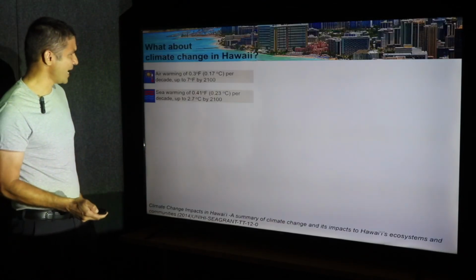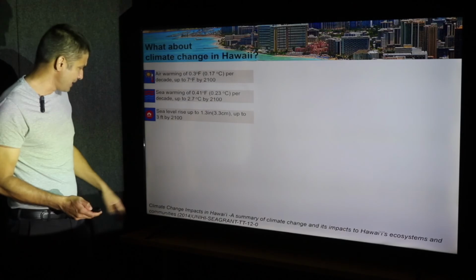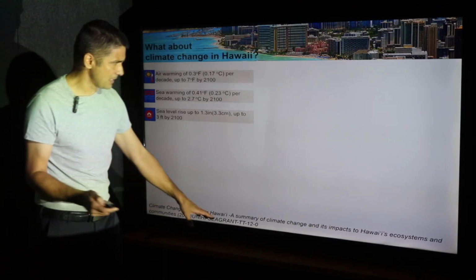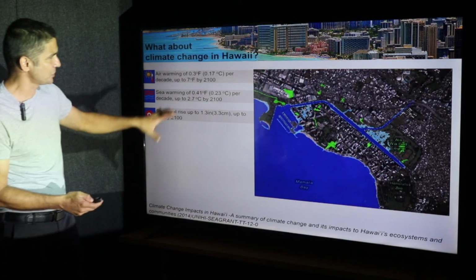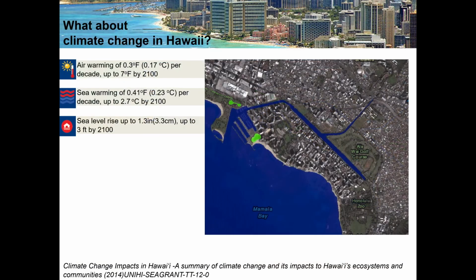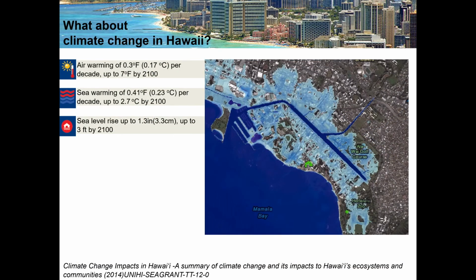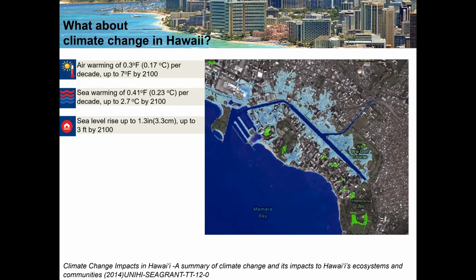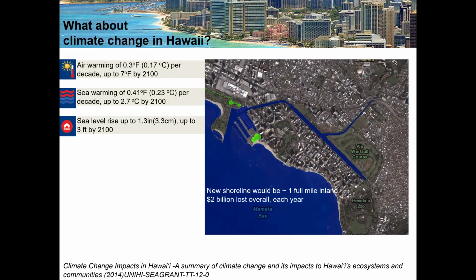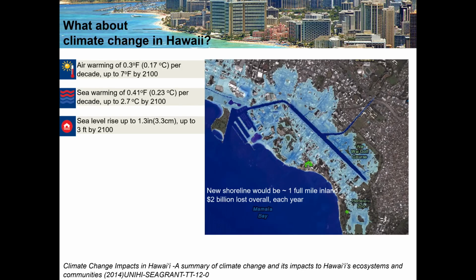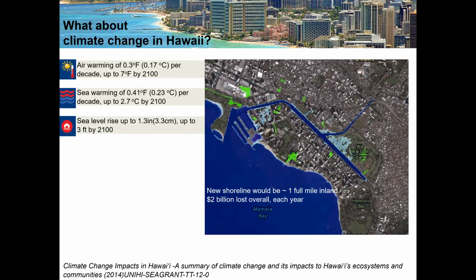What does it mean for Hawaii? Just for you to realize, there is a very nice report done by Sea Grant Hawaii, and they documented all of the climatic changes that are happening in Hawaii. Here on this simulation, for instance, you can see the consequences of just one of the scenarios of sea level rise by the end of 2100. For Hawaii, in the area of Waikiki alone, we could easily lose on the order of $2 billion a year because of the floodings that we will face in that area.